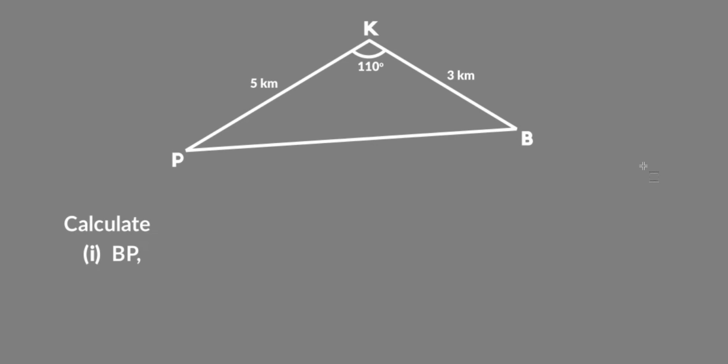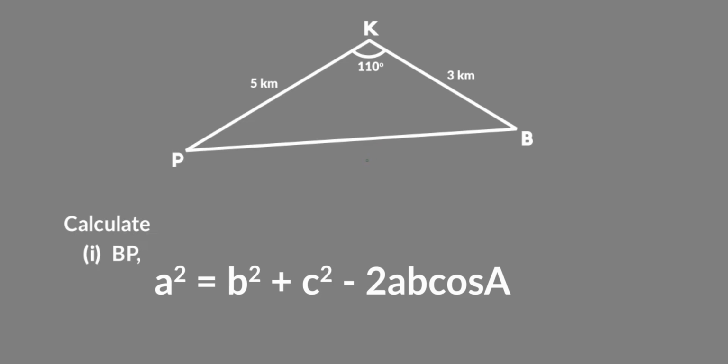Of the 3 methods that we've been using here, the sums of interior angles, sine rule and cosine, this time we're going to be using the cosine rule. You can see that we've got 2 sides and the angle between those 2 sides. Therefore, we can use the cosine rule.